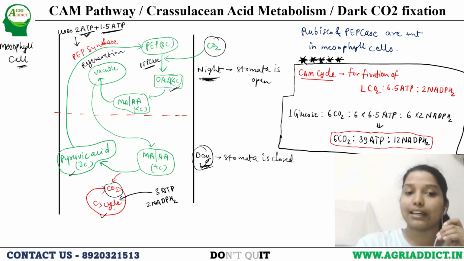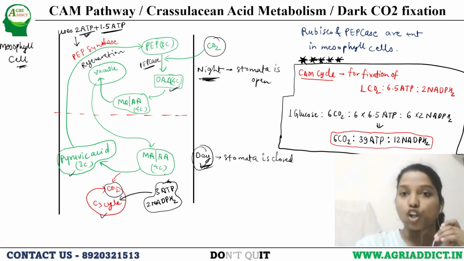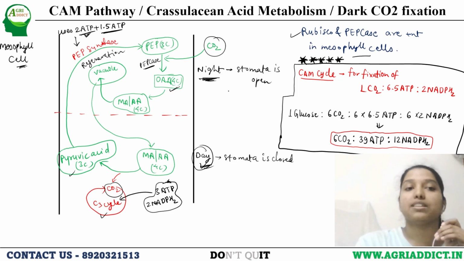Here, because the C3 cycle is running, 3 ATP and 2 NADPH2 are required as in the C3 cycle. This is constant. So, rubisco and pepcase are present in mesophyll cell. In this case, rubisco and pepcase both are present in mesophyll cells. Okay. Now comes the CAM cycle.